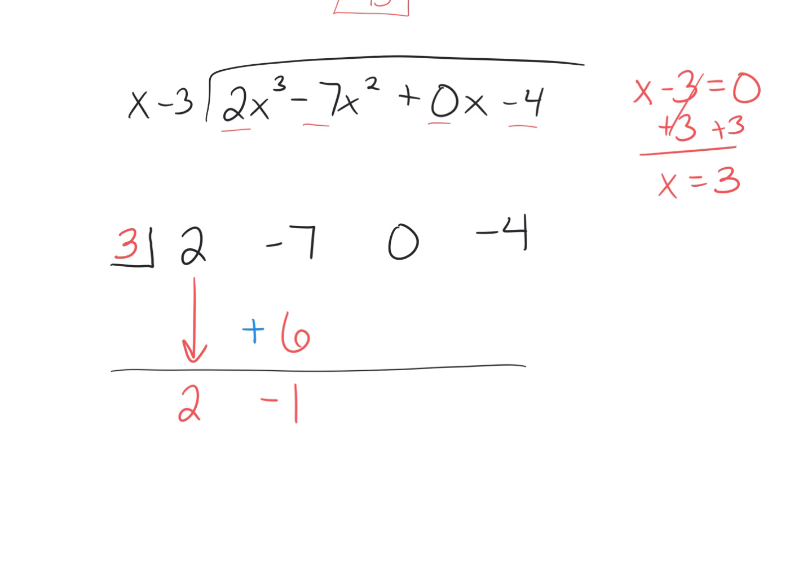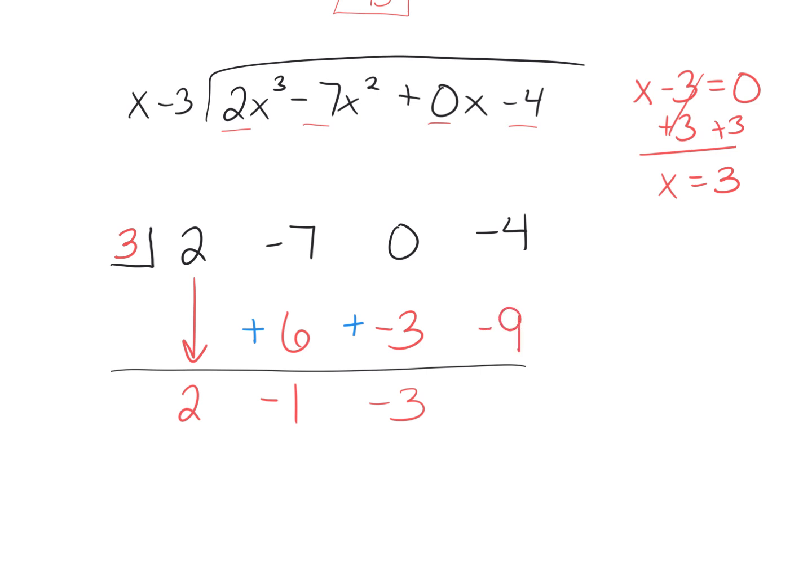Okay. So I'm going to take 3 times -1, which is -3. What do I do with 0 and -3? I'm going to add them together. What's 0 plus a -3? -3. Keep going. I'm going to take 3 times -3, which is -9.